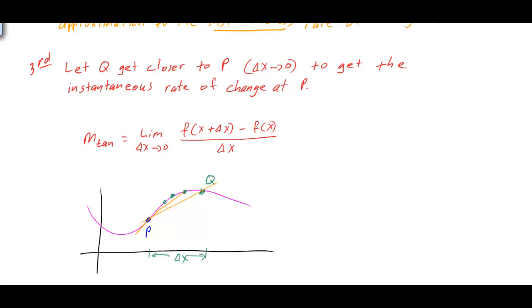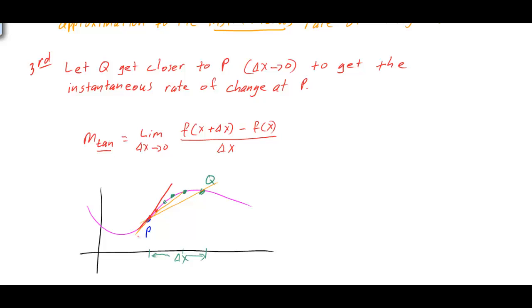If we move Q close enough, what's happening down here to this delta x? Well, as Q gets closer to P, this distance delta x is getting smaller. So that's why here delta x is approaching 0. So what happens as delta x basically goes to 0, point Q then essentially becomes point P, which means we actually find the slope of this tangent line at point P.